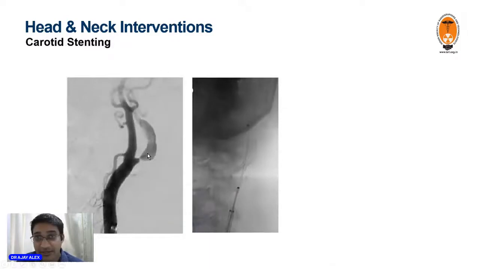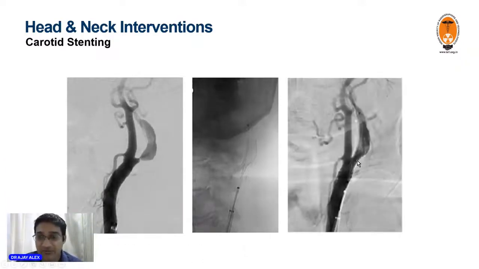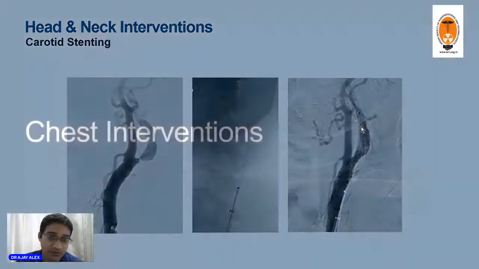Also, in patients who are having recurrent TIAs or recurrent strokes because of stenosis involving the carotid artery, you can recanalize this tract and stent the segment to have a normal lumen with a normal cerebral perfusion so that the patient does not develop recurrent episodes further.